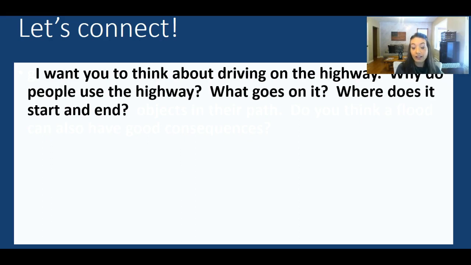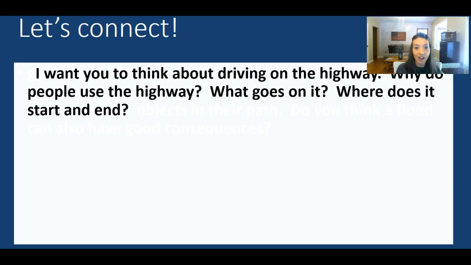So think about where each one of you lives. Everybody's driven to the store or to school or to somebody else's house. Everybody's been on a highway. Now, why did you use it? Think about that for a second. What did you use when you went on it? Probably a vehicle, right, to get you from here to there.